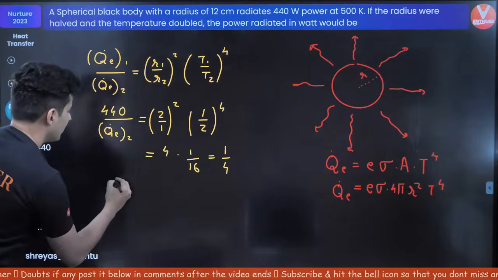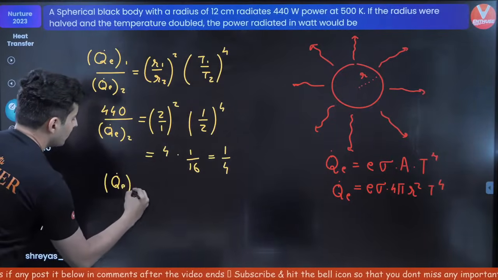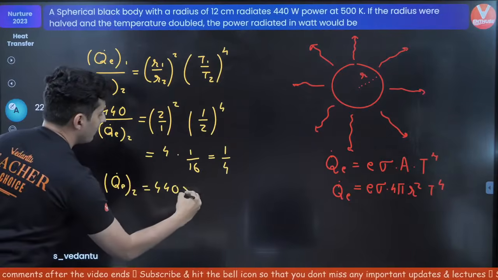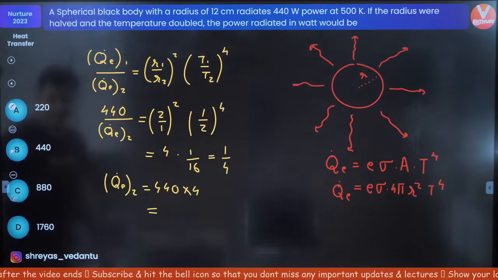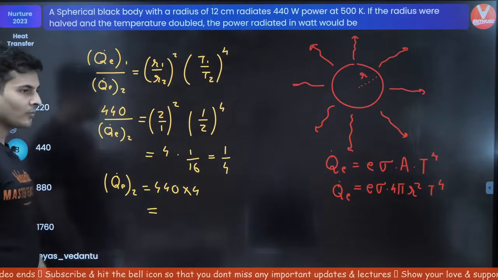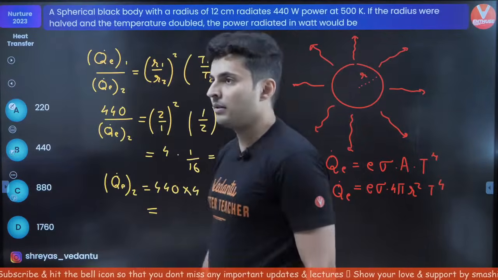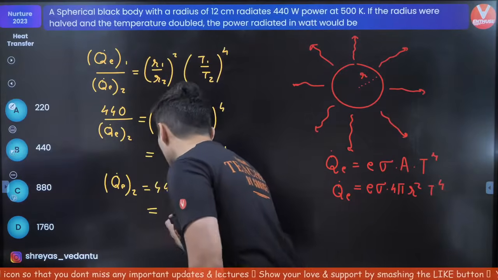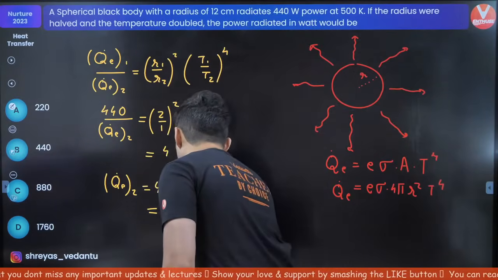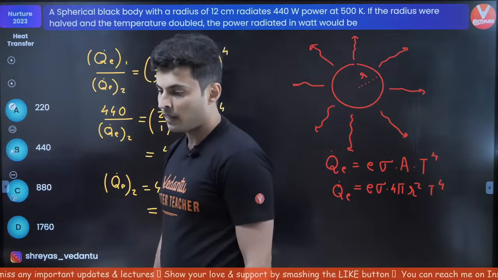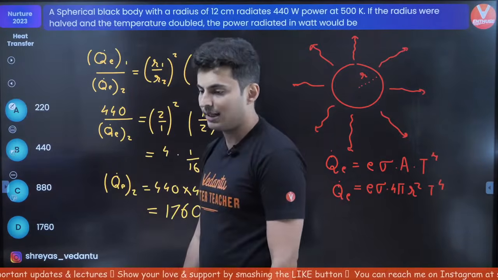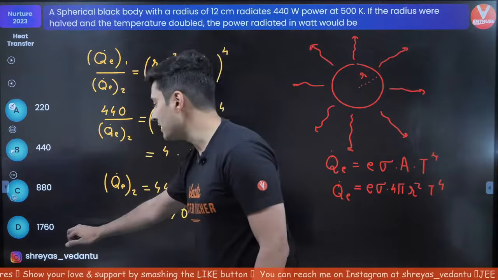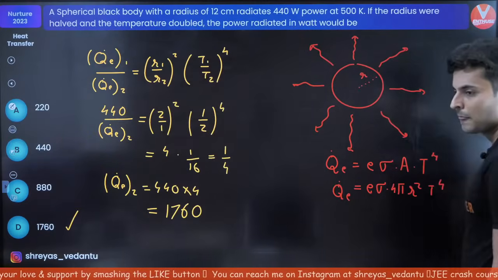So Q dot of the second object will be 440 multiplied by 4. How much is it going to be? Check this out. 4 4s are 16, 4 4s are 16, 160 plus 16, 176. So 1760. That should be the answer. Be careful, it's not 110, it's 1760. That is option D. Done.